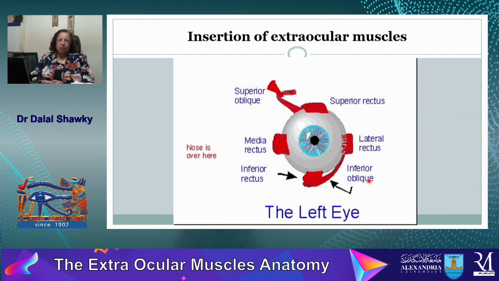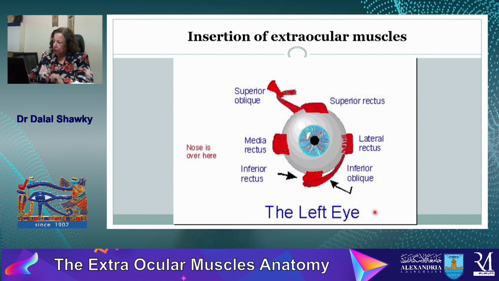Now we'll speak about the insertion, the second item. You know what the muscles are and their origin: all of them from the apex of the orbit except the inferior oblique muscle. Now the insertion. The 4 recti muscles, superior, medial, inferior and lateral recti, are inserted in front of the equator, while the superior oblique and the inferior oblique are inserted behind the equator in the posterolateral quadrant.